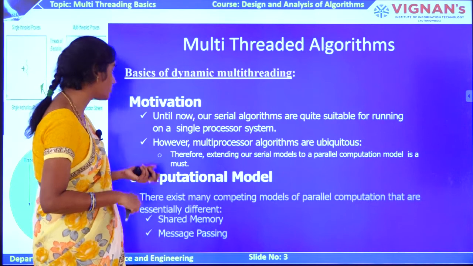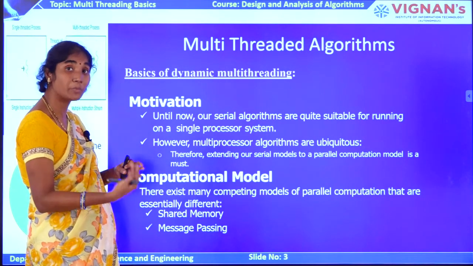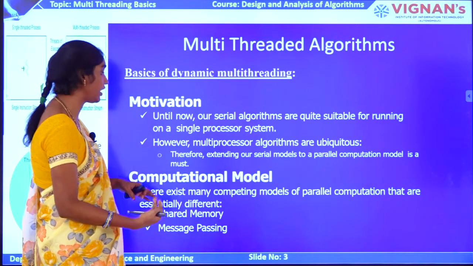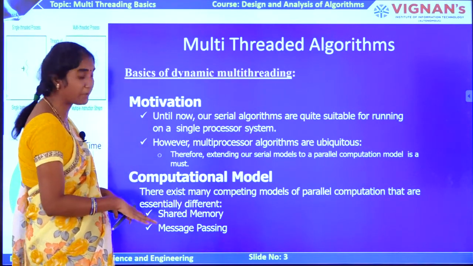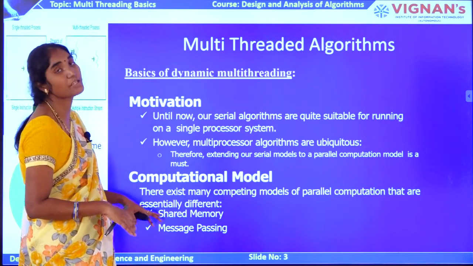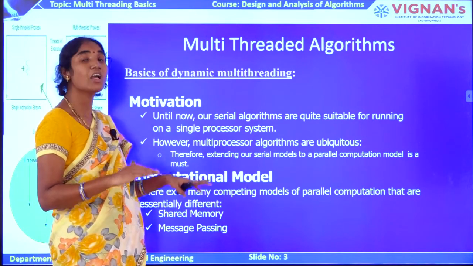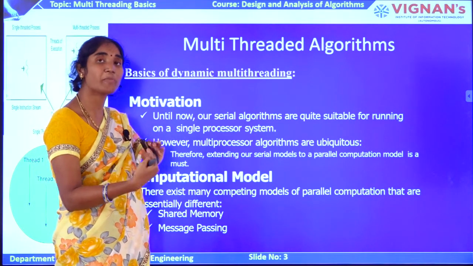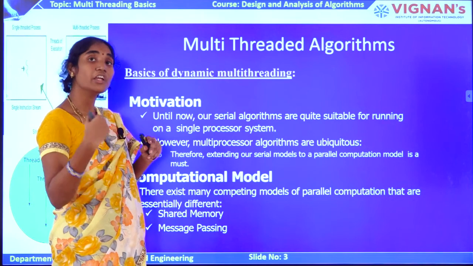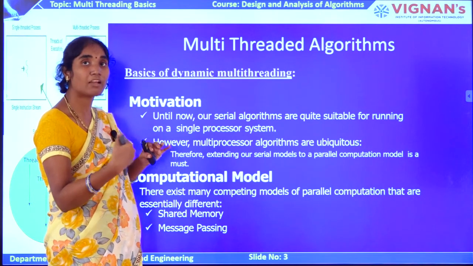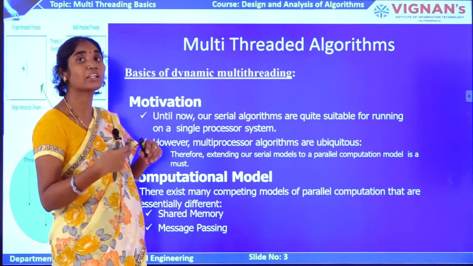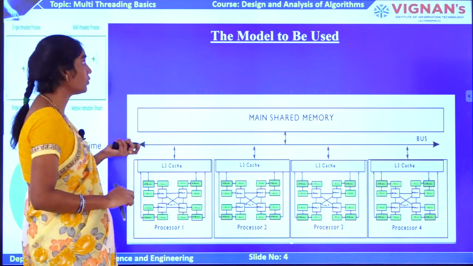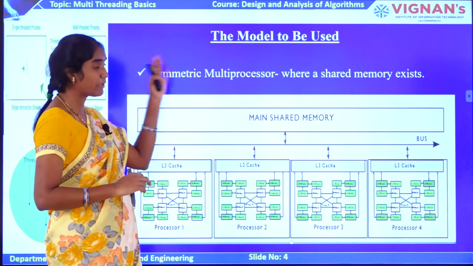So now coming to this, how to achieve this parallel computation or how to achieve this multi-threading. In order to achieve multi-threading, we must incorporate shared memory as well as message passing as concepts, right? So we have to inculcate shared memory as well as message passing into our parallel processing or multi-threading concept, so that we can achieve multiprocessing, right? So now coming to the model, right. Symmetric multiprocessor.